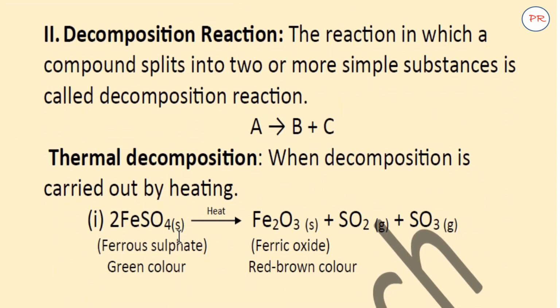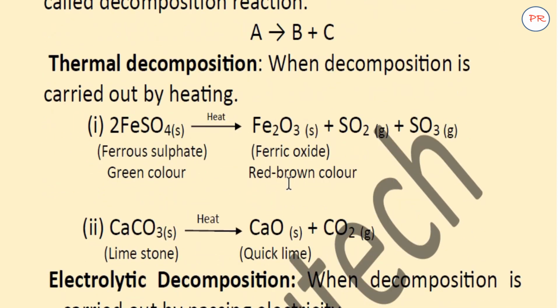Next part is decomposition reaction. The reaction in which a compound splits into 2 or more simple substances is called decomposition. For example, A on heating or on supplying current gives you 2 products B plus C. Again there are 3 different types: thermal decomposition, electrolytic decomposition and photolytic decomposition. So we'll see one by one.